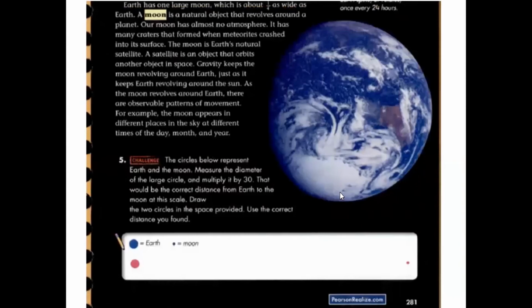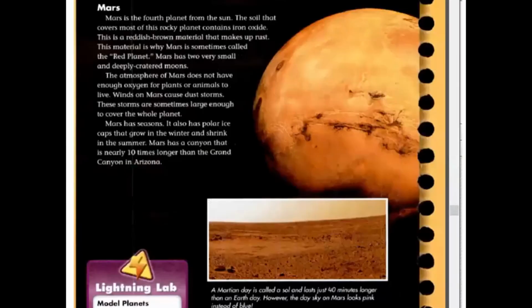Now referring to the second page, this speaks about Mars. What is Mars? Mars is the fourth planet from the sun. We have Mercury, Venus, Earth, and Mars. Now, we are speaking about the fourth planet away from the sun, which is Mars.